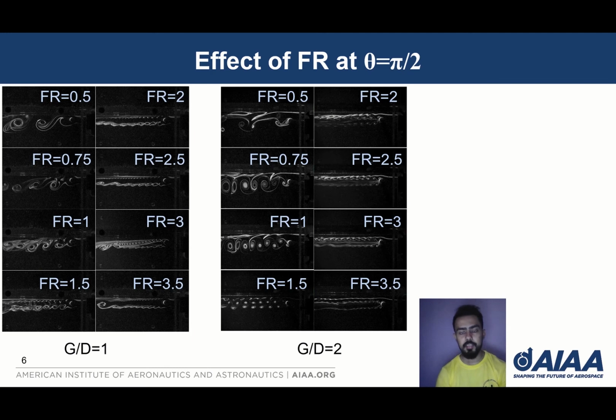Here again we see the effect of FR at theta 90 degrees. On the left-hand side we have a gap to diameter ratio of 1, and on the right-hand side of the image we have a gap to diameter ratio of 2. In the gap to diameter ratio of 2, the bottommost image, we can see again 3 layered vortices. Again the wall boundary layer curls up and forms a vortex layer.